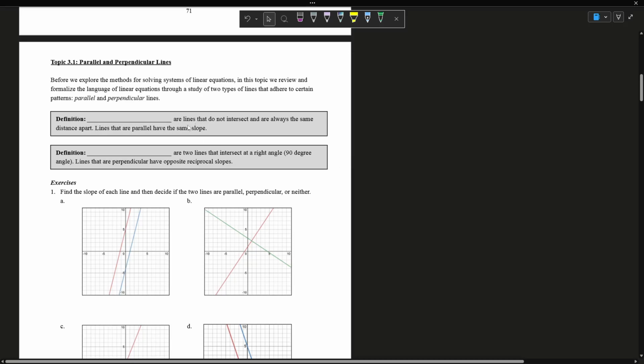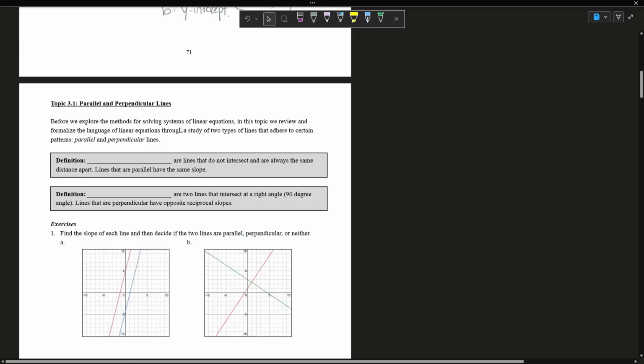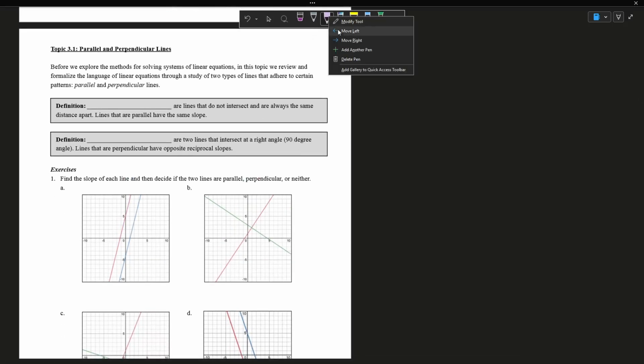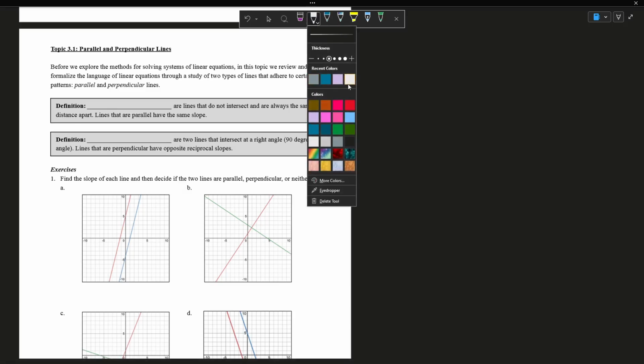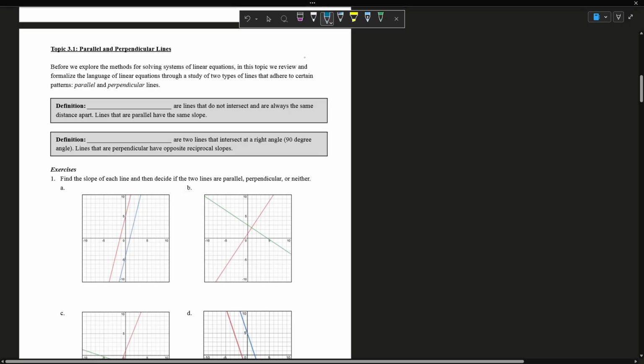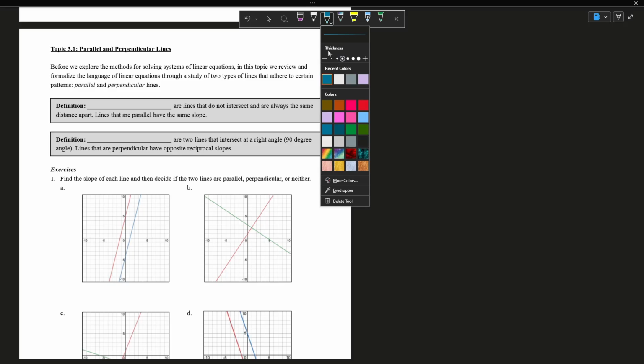Okay, so for the first one, we said we have lines that do not intersect and are the same distance apart. The answer is right there. So this one is, oh, the gray's not nice with this. I will change my modify tool. Let's make this one blue, and this one will be white. Oh, I don't like that. Modify tool.